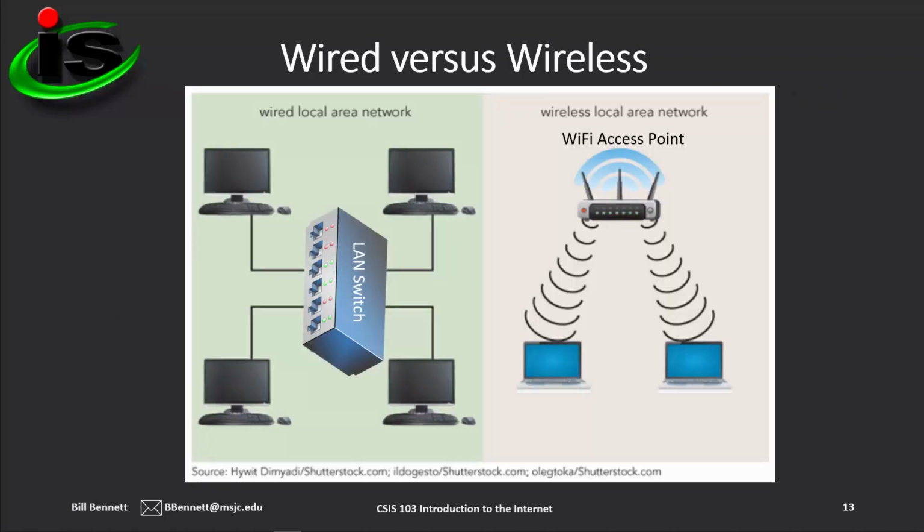This image compares a traditional wired local area network to a wireless LAN. As you can see, the wired LAN connects devices to a switch using cables, whereas the wireless LAN connects devices to a Wi-Fi enabled access point using radio waves.